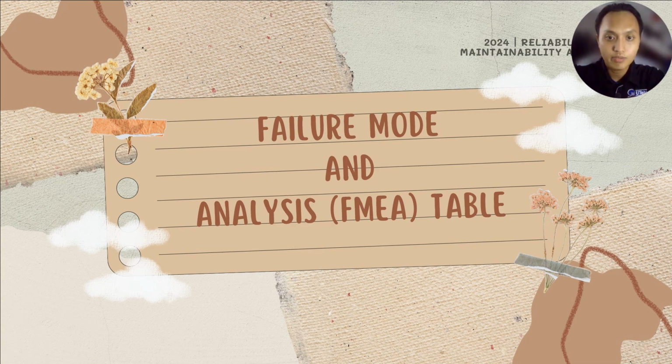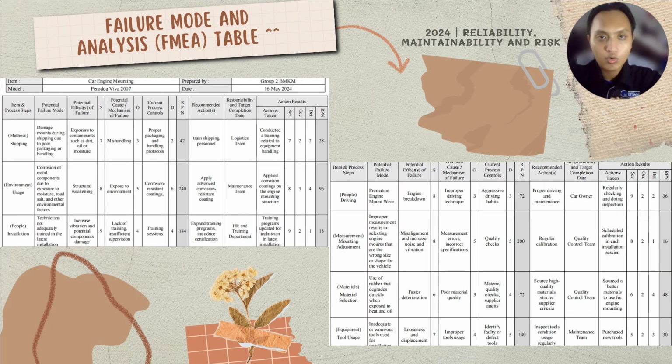I will present about the failure mode and effect analysis table, FMEA, and the failure modes that we have recorded. First of all, what is the failure mode analysis table? The failure mode analysis table represents the RPN level for each of the failure modes that we have recorded.